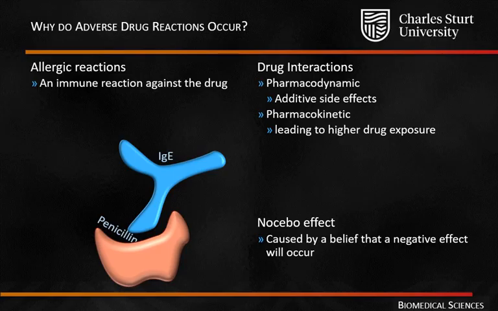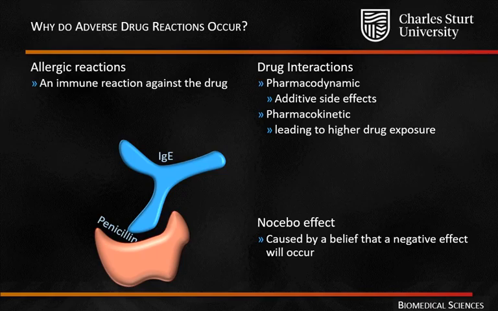And then that can generate an immune response, and so our body starts to produce immunoglobulin E against it, and the person will have an anaphylactic reaction the next time they encounter penicillin. Other reasons for adverse drug reactions are drug interactions, and I'll talk about these in another video, but briefly, you can have pharmacodynamic ones where patients are taking two drugs that have the same side effect, and that will magnify the effects of that particular side effect.